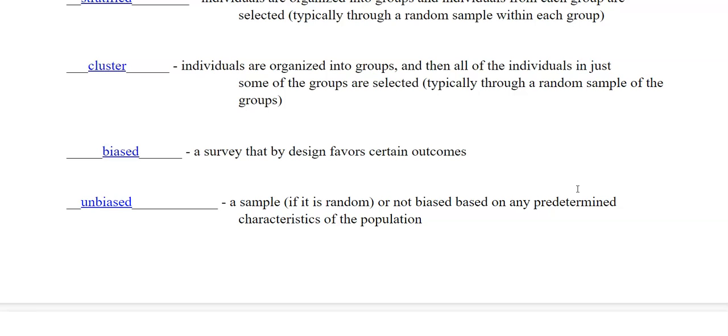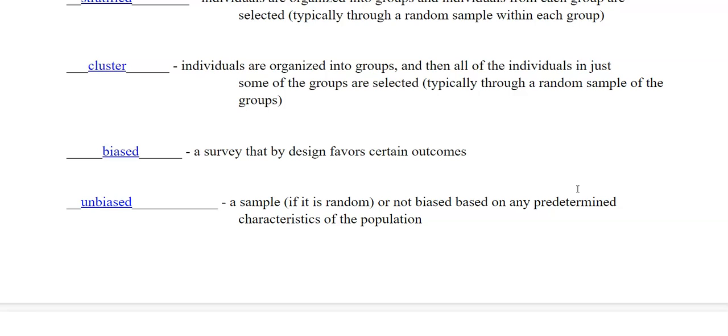Cluster means we're organizing individuals into groups, and then all of the individuals in just some of the groups are selected. So in other words, if we again looked at our class groups A, B, C, and D and said, okay, we're just going to use group B and group D, that would be a cluster.